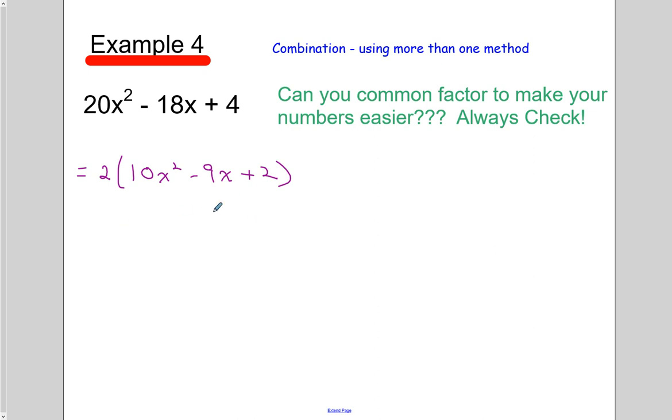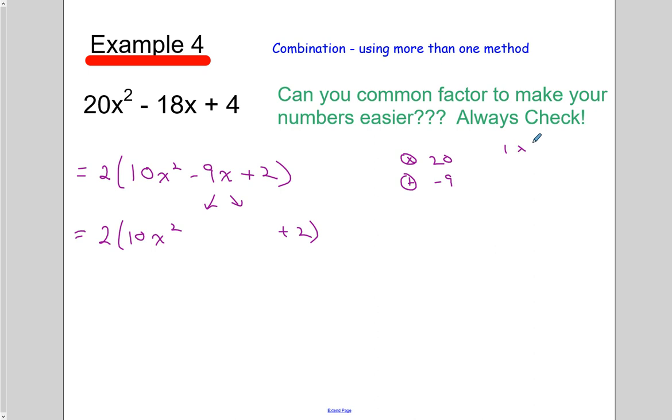Now I can proceed as if I'm just doing my complex trinomial. So I'm going to have my 10x squared, I'm going to have my plus 2, and I don't know what I'm going to split this into yet. So let's think about that. I have a number that's going to need to multiply to 10 times 2, which is 20, and it's going to add to negative 9. What numbers would that be?